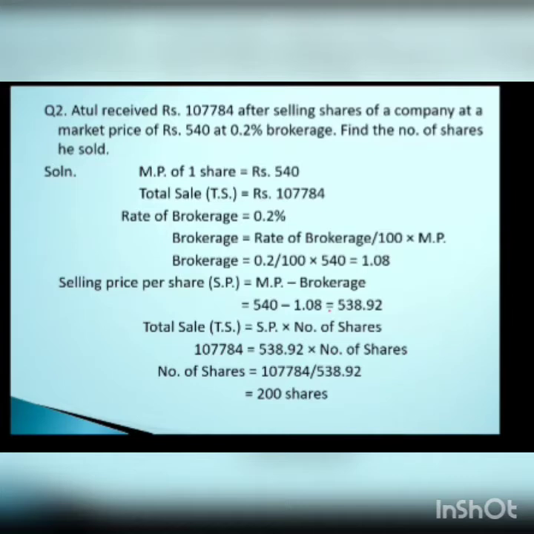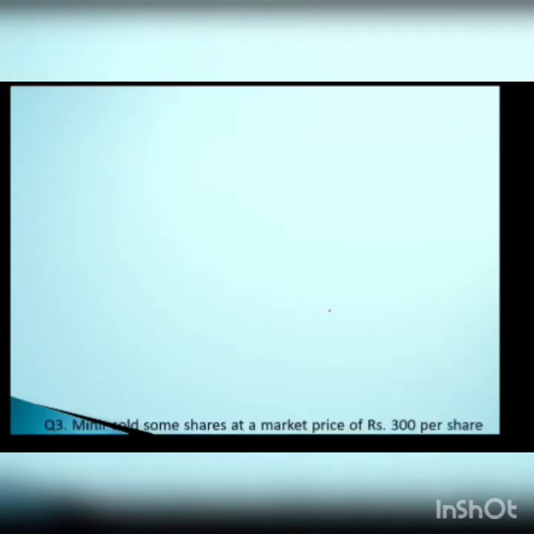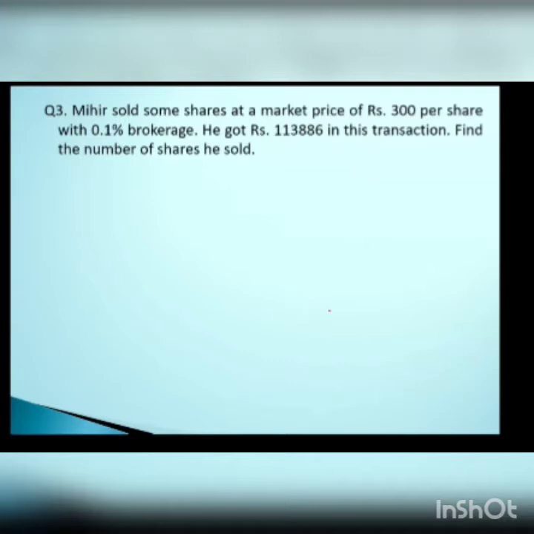So I give you another question now, and let us see how many are able to make it out. So please take down question number 3. The question is: Mehir sold some shares at a market price of rupees 300 per share, and the brokerage is given to be 0.1 percent, and he got the amount as 1,13,886. Again, you are going to find the number of shares in the same manner. So just go in the same order and let's see how many are going to do that.